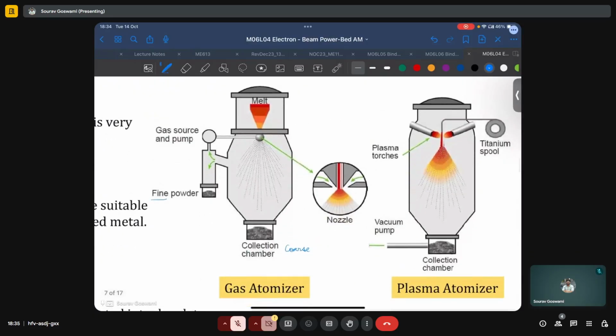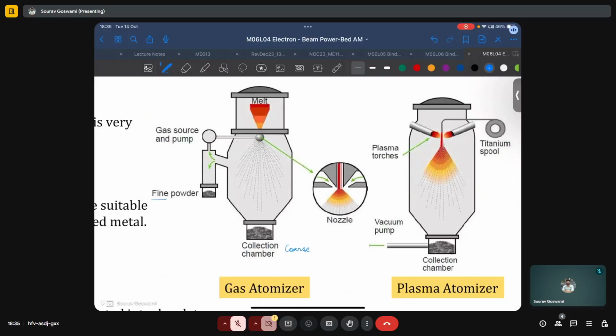In the case of plasma atomization, the feedstock is typically in the form of a wire, which is fed into the system and then melted using plasma torches. Then, over this slightly longish chamber, the molten material is subjected to sudden vacuum. Because of the sudden drop in pressure, the molten metal breaks up into tiny discrete droplets, which solidify to form the metal powder.